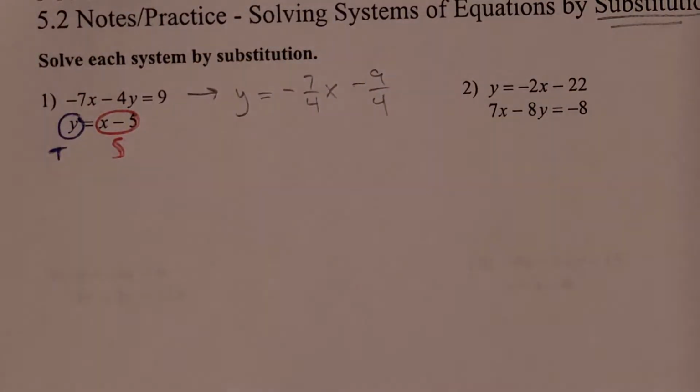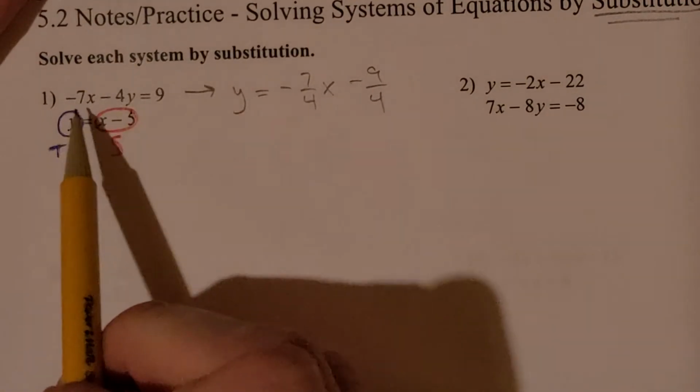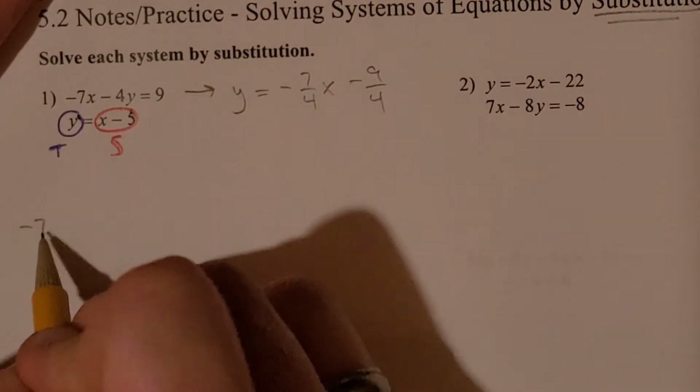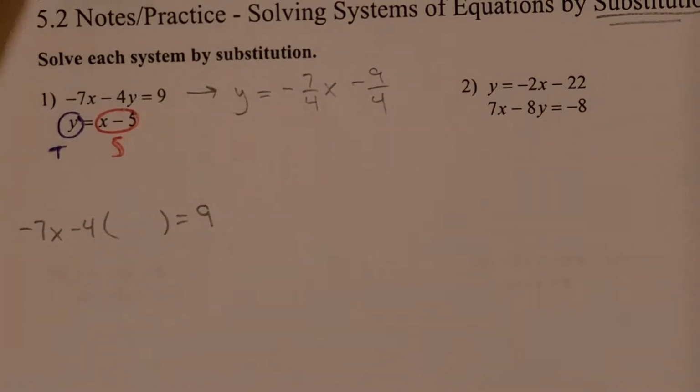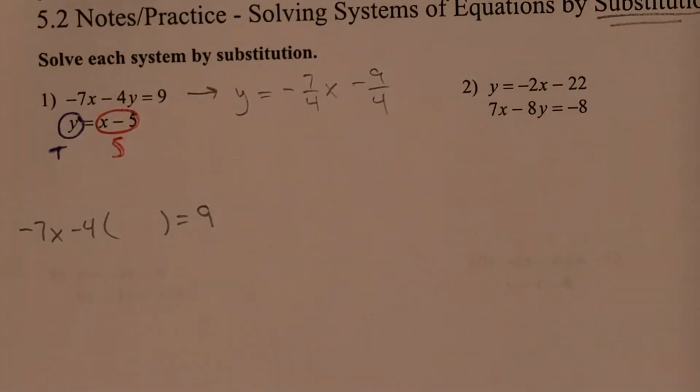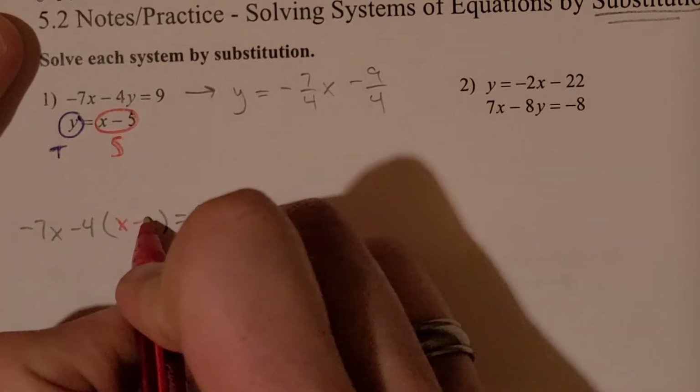Now, I am going to rewrite this other equation. -7x minus 4y equals 9. Notice something. I took out y. In this case, y was my teacher. I took out my teacher. Hey, if you take out your teacher, who shows up to school? Oh, the sub. So let's put the sub in place.